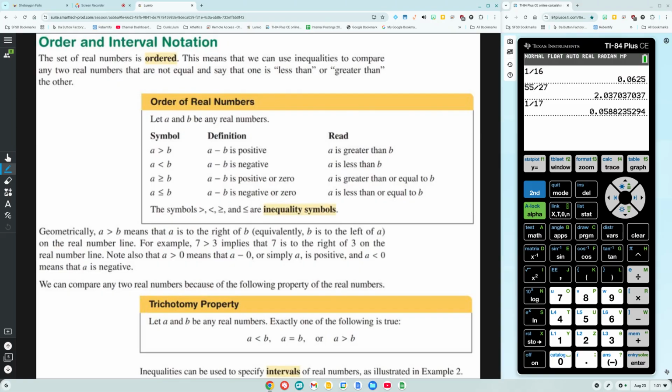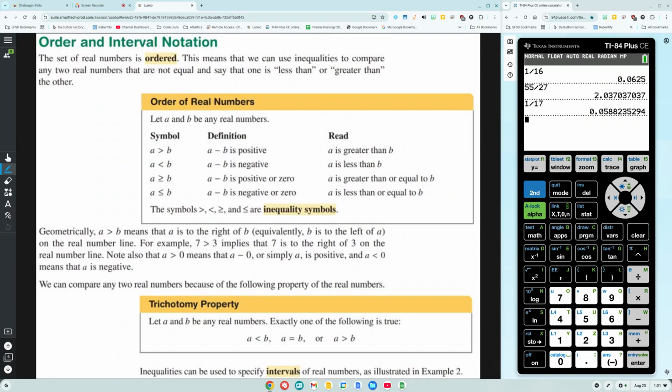It says the set of real numbers is ordered. This means that we can always use inequalities to compare any 2 real numbers that are not equal and say that one is less than or one is greater than. That's something, again, that makes a lot of sense for you. If I'm comparing 3 and 4, I know that 3 is less than 4. That's all that this idea of ordered means, is that there's one number that's more than one number that's less. And that's really all this next box says.